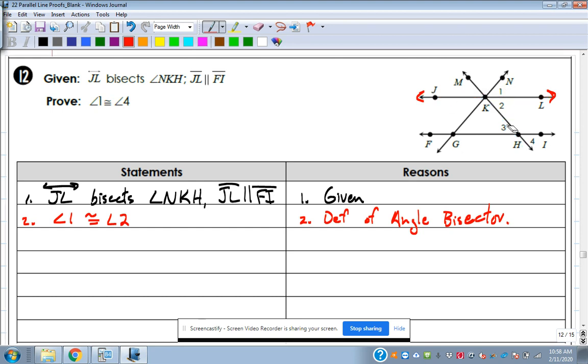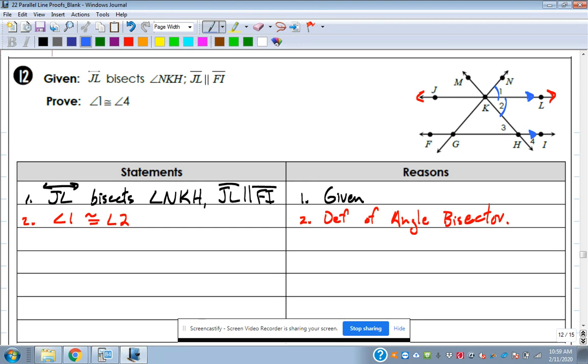I'm going to erase my lines here and maybe make that mark on the 1 and 2, so that maybe helps us. And then JL is parallel to FI. So this line and this line are parallel to one another. So I'm just making marks on my picture so that kind of focuses me on what's going on.